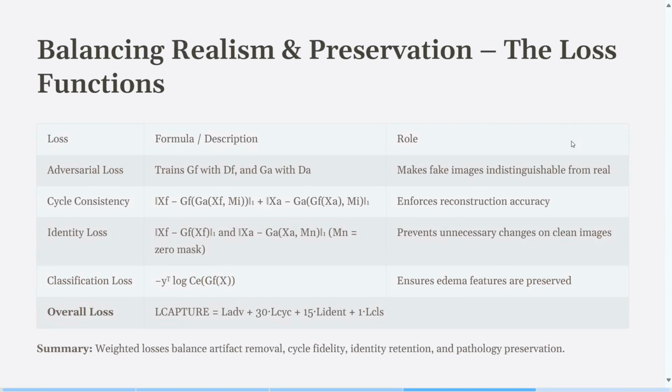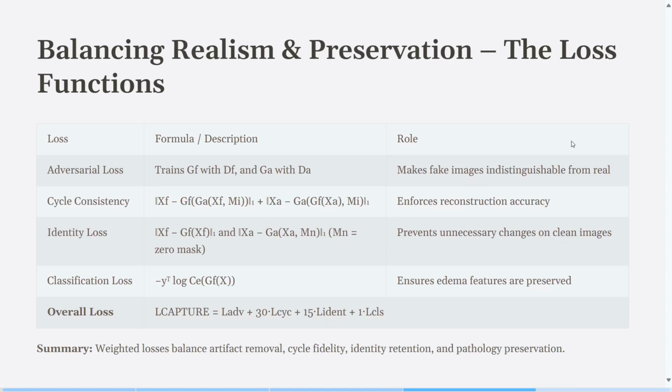Now let's look at how CAPTURE-GAN learns. It uses a composite loss function combining four terms. The first is the adversarial loss, which ensures that both generators produce outputs that are indistinguishable from the real data. Second is the cycle consistency loss. It makes sure that an image translated to the other domain and back still resembles the original. This is the key to maintaining the content.